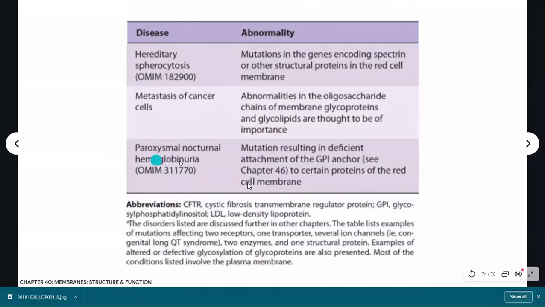Nocturnal hemoglobinuria. Nocturnal hemoglobin. So you are urinating hemoglobin. Okay. So these are, as we said, these are not common. No.